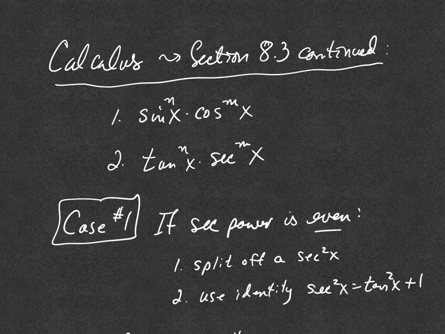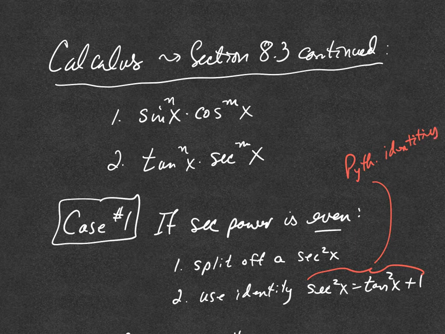Well, what we do is split off a secant squared. As an example, if it was secant to the sixth, we'd break off a secant squared and write it as secant to the fourth times secant to the second. Then we use the identity: secant squared is equal to tangent squared plus 1. Hopefully you remember that this is one of our Pythagorean identities. If you don't remember, it's no big deal. Just look back on your trig sheet, on the front side, left-hand column, maybe two-thirds of the way down your page, and you'll see that identity.